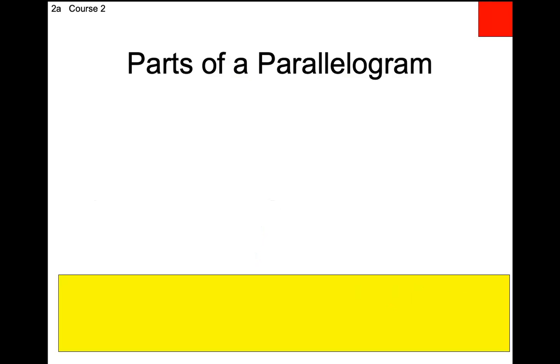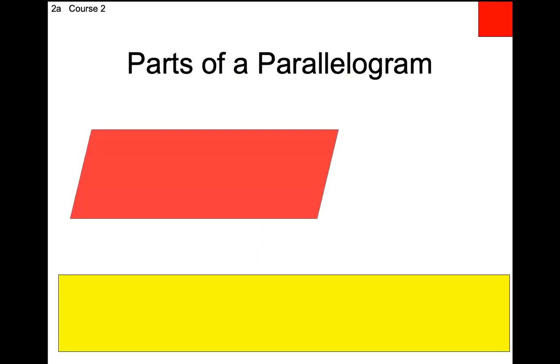All right, there are parts to a parallelogram. Take a guess. What's the first part? Four sides. Take a guess. First part. Looks like a rectangle. What were the parts of a triangle? Base and height. Guess what the parts of a parallelogram are? Base and height.